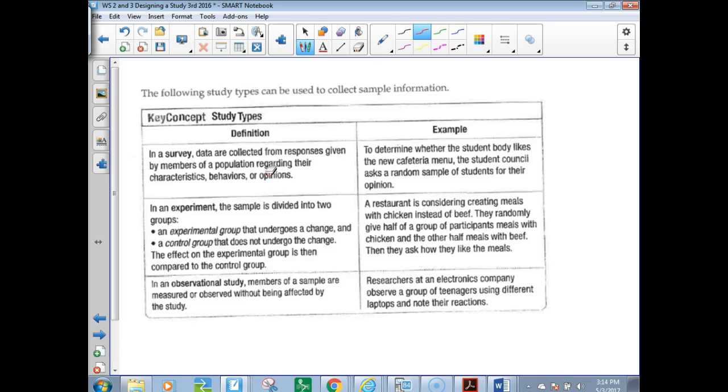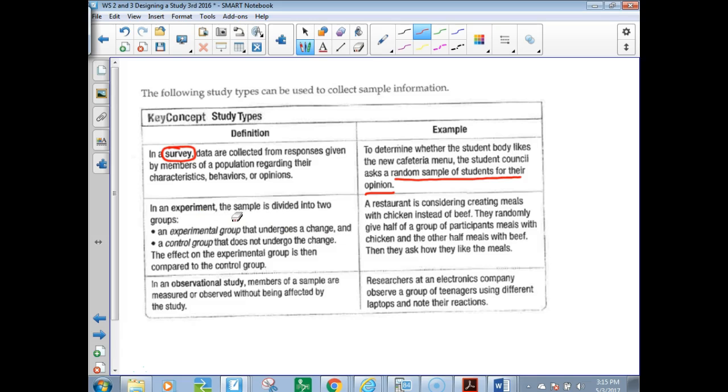In a survey, data are collected from responses given by members of a population regarding the characteristics, behaviors, or opinions. That's what a survey is. An example: to determine whether the student body likes a new cafeteria menu, the student council asks a random sample of students for their opinion. When you want opinions, you're going to do a survey.